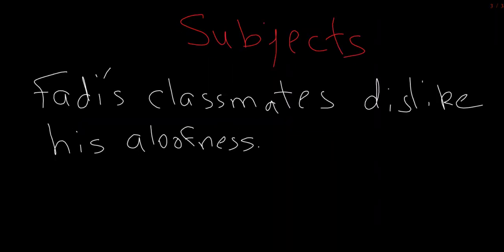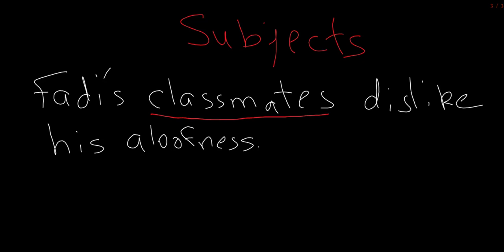Now let's look at the sentence. Fadi's classmates dislike his aloofness. Now we cannot call this a sentence unless it has a subject and it has a predicate. So what is a subject? The subject is what or who the sentence talks about. So does it talk about Fadi or does it talk about the classmates? Of course, the sentence is about Fadi's classmates, though the subject is classmates.